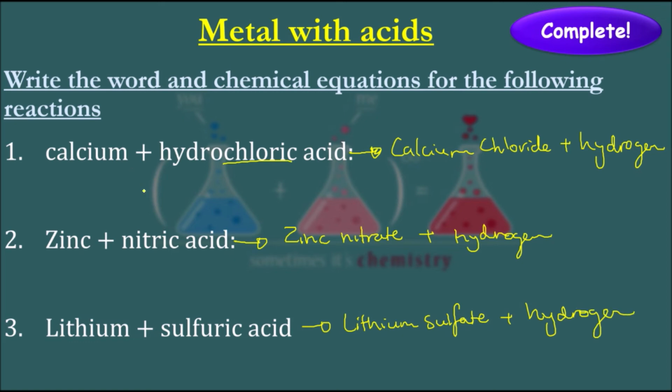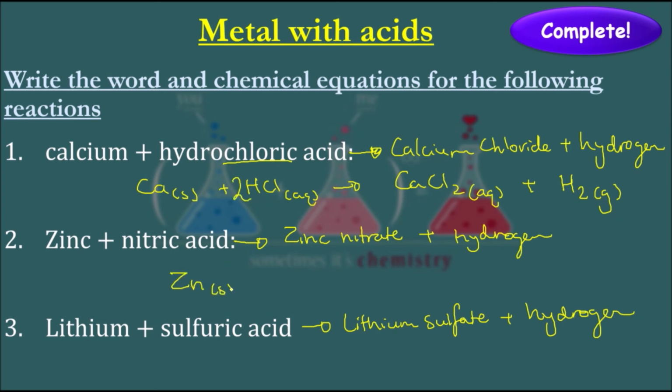If we want to write that equation out, Ca(s) + HCl(aq) leads to CaCl2(aq) + H2(g). Okay, let's just check if it's balanced. I have 2 chlorides here, 2 hydrogens here, and I only have 1 of each on the left-hand side. So I'll put a 2 here, and it's balanced.